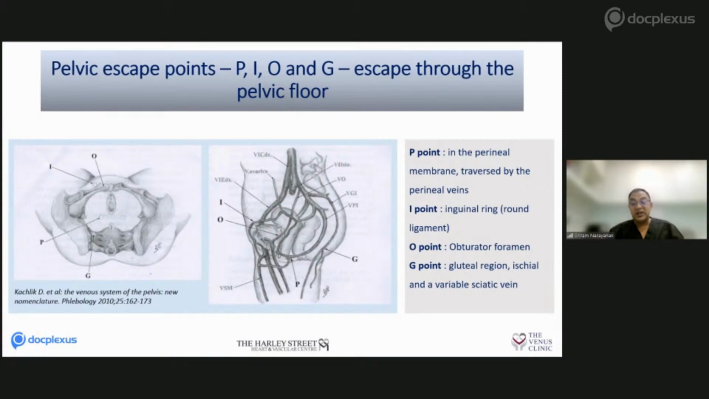We now recognize at least 4 escape points: the P point, I point, O point, and G point, which is the perineal point, the inguinal point, obturator point, and the gluteal point. So if you see patients with varicose veins in the back of the thigh coming under the gluteal fold, if you see patients with groin varicosities or vulvar or perineal varicosities, you are looking at a pelvic venous disorder.